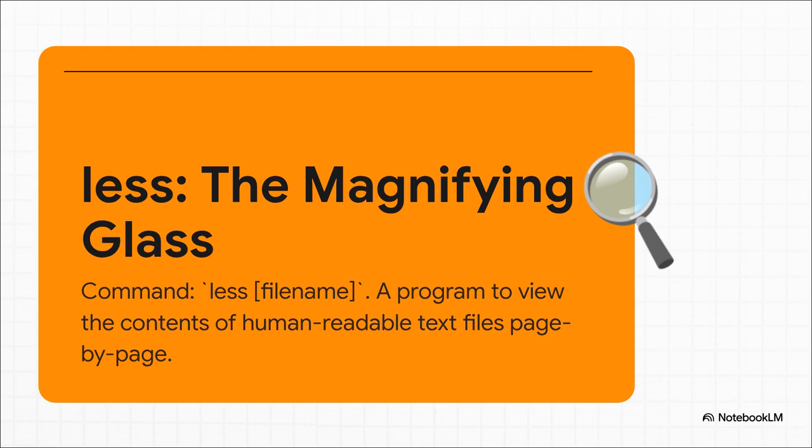So once you've used file and you know something is a plain text file, you pull out your magnifying glass, less. It's what's called a pager. It lets you open up and scroll through text files of any size. And here's a fun fact. It's named less because it was an improvement on an older program called more. Get it? Less is more?